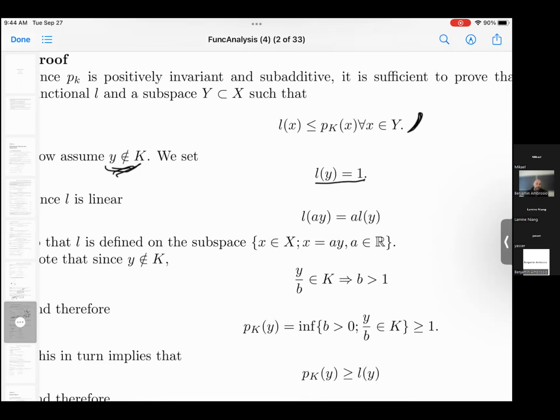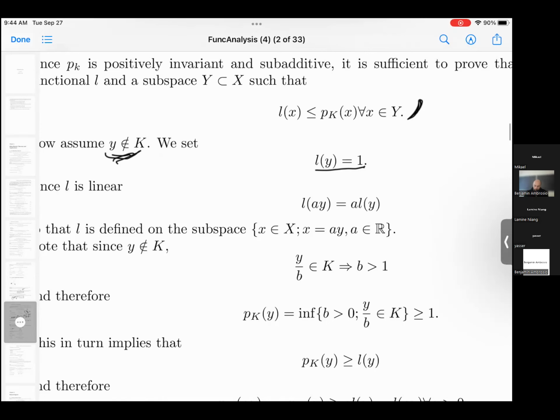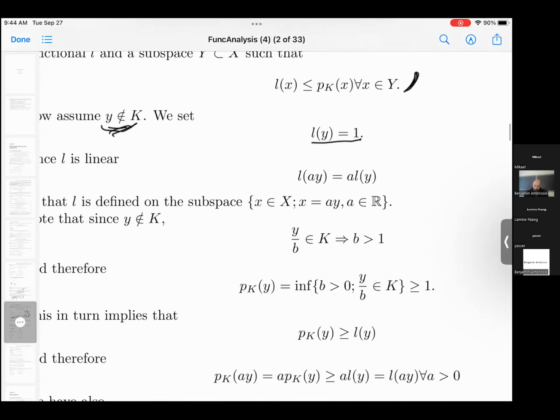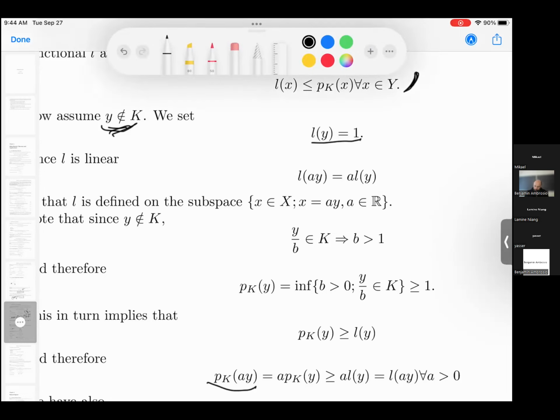And since Pk is positively homogeneous and L is linear, you have this inequality, in fact, for all points in the subspace ay, which appears here. So that's good, because now we can apply the Hahn-Banach theorem.